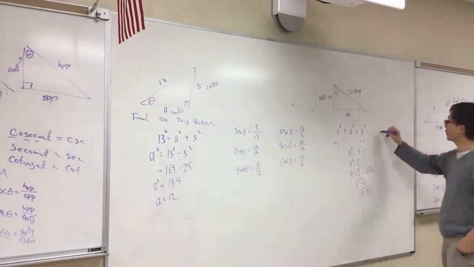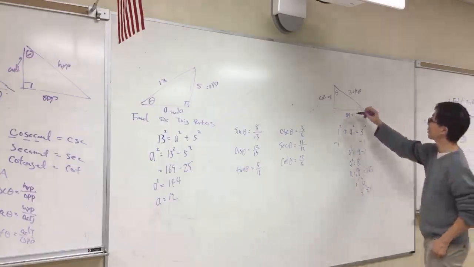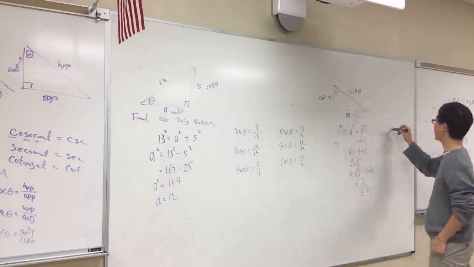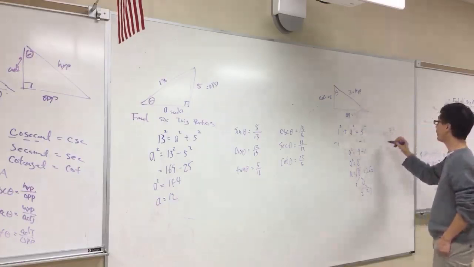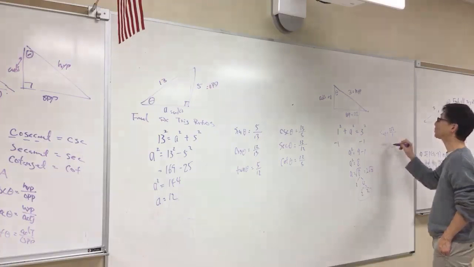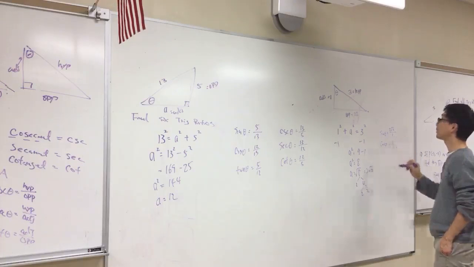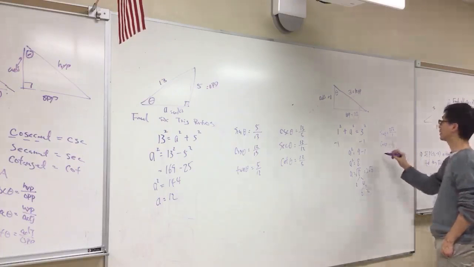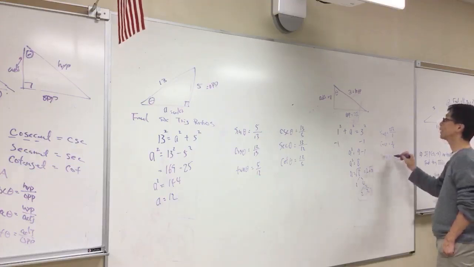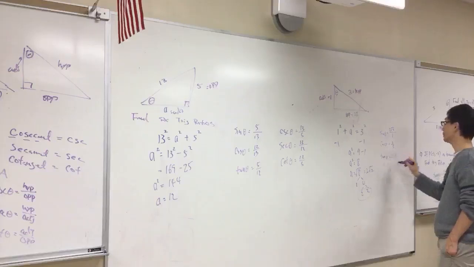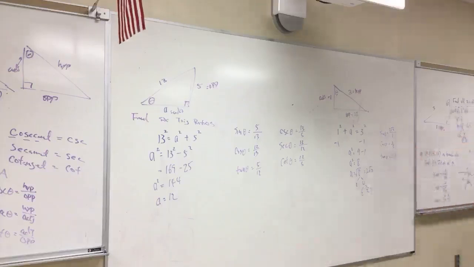I'll write down all the ratios for you. Sine of theta is equal to 2 square root 2 over 3. Cosine of theta is what? 1 over 3. Ready to go? And the tangent of theta is what? 2 square root 2 over 1. And the other one is inverted. You're doing good. See, it's not hard, right?